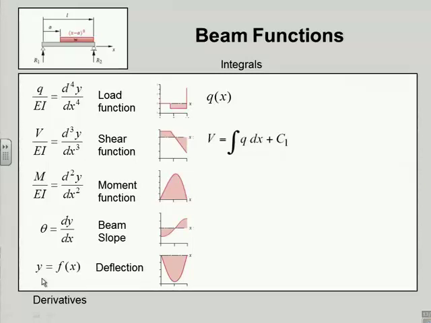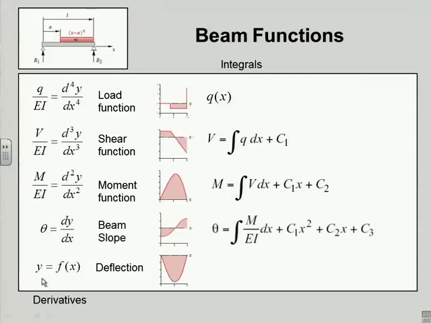So I know the Q. I integrate that once to get the V. And of course that brings in a constant integration C1 that has to be then defined. And then I integrate again to get moment. And now I have two constants to evaluate. Now I integrate again to get theta, and so on and so forth, till finally with 4 iterations I get myself down to deflection. And this is what I'm really after. I want to know how much deflection do I get out of that beam when I put this load on it.